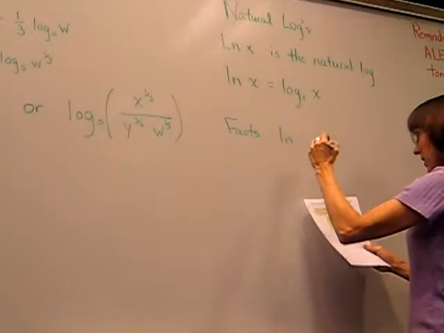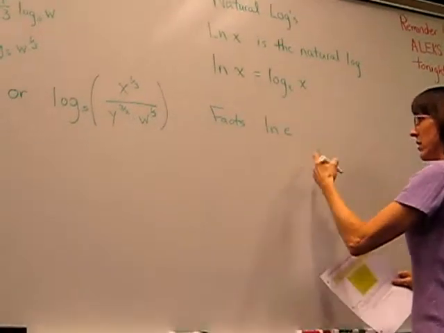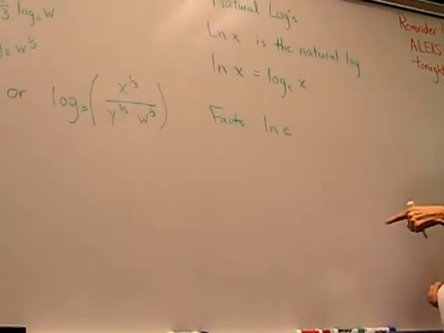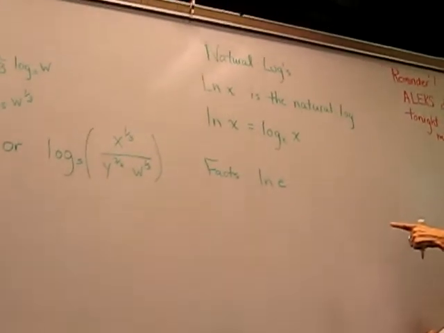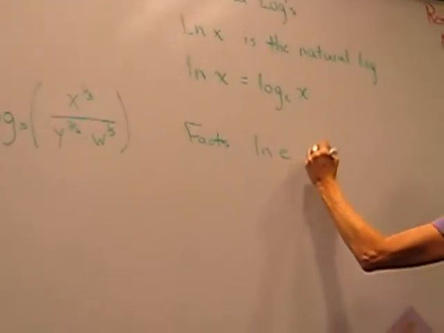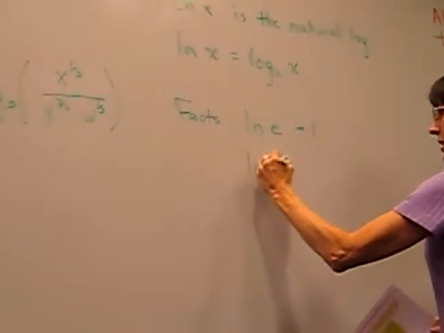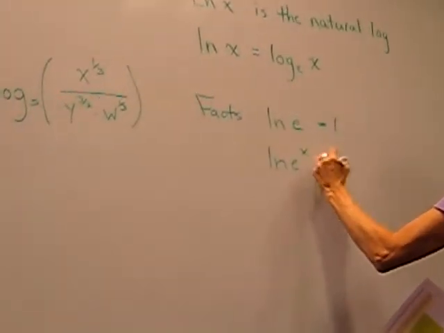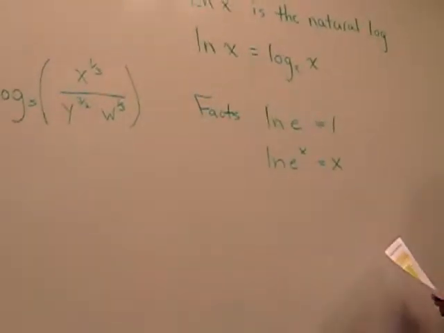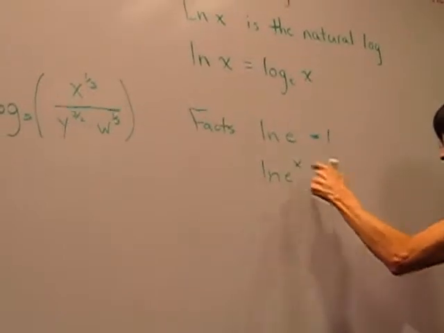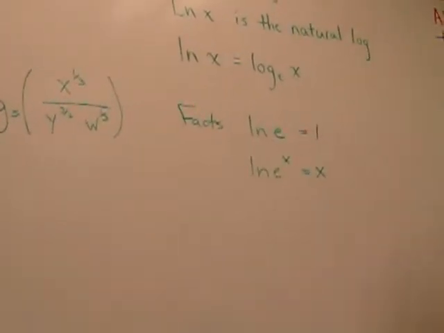Basically, ln of e, well, that's log base e of e. So the answer is always going to be 1. And ln of e to the x is x, which is really useful. Whatever this is, it's always the answer. That's really useful for doing problems.